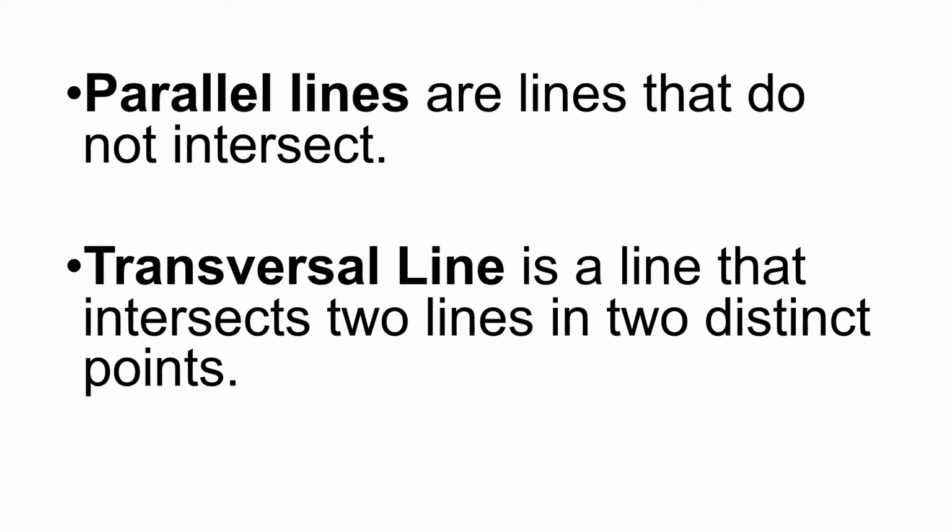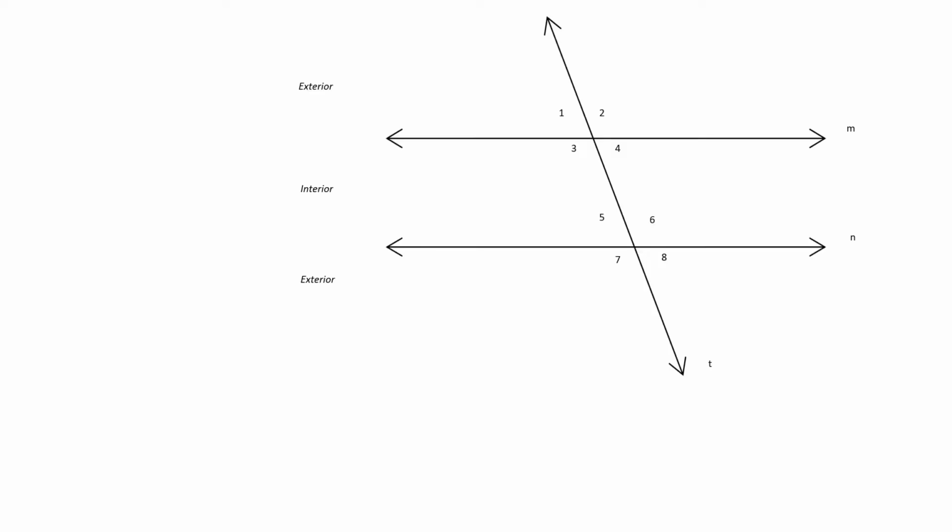Parallel lines are lines that do not intersect. A transversal line is a line that intersects two lines in two distinct points. Let us now study this figure. So we have here the exterior, the interior, and the exterior part. And this line, T, is our transversal line. And line M and line N are what we call our parallel lines.